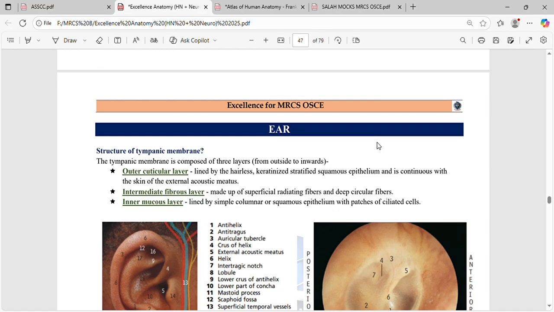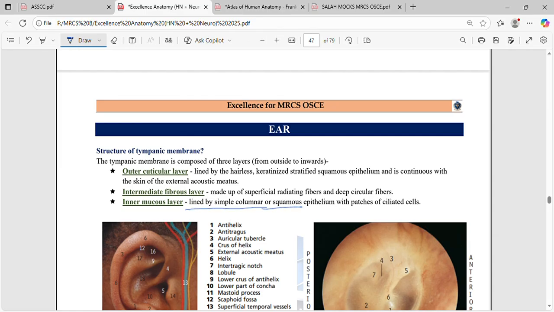The inner mucous membrane is lined by simple columnar or squamous epithelium with patches of ciliated cells.